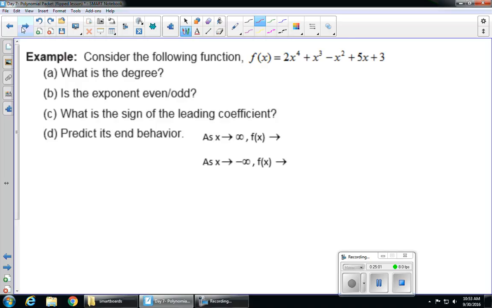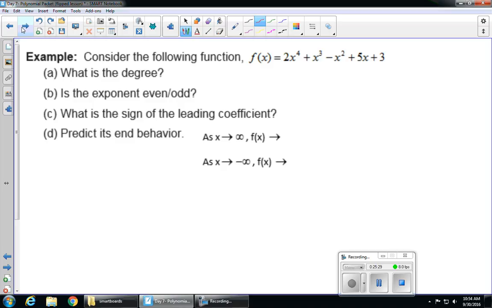So what we're going to do now is we're going to take all of that information we just did and put it all together. So consider the following function. F of x equals 2x to the fourth plus x cubed minus x squared plus 5x plus 3. So a question would normally just say predict its end behavior. But I've broken it down right now into A, B, and C because these are the things you should be thinking of in order to determine the end behavior.